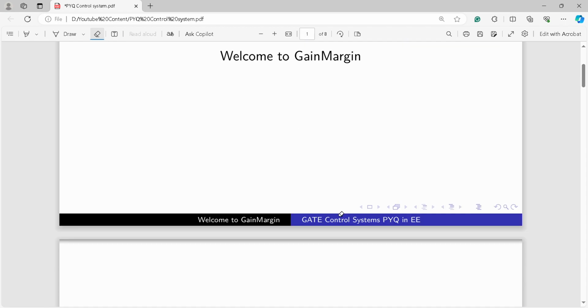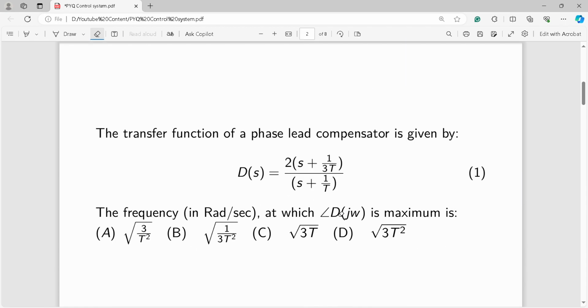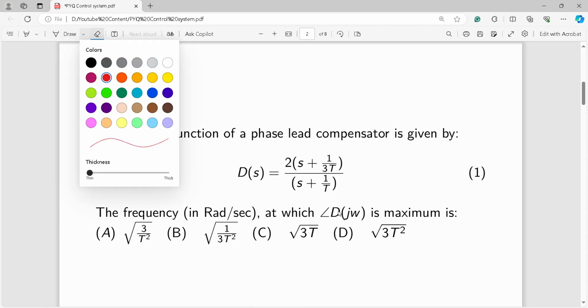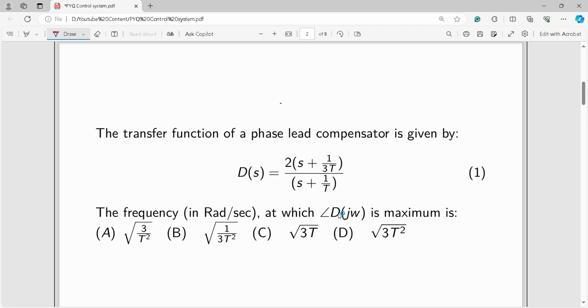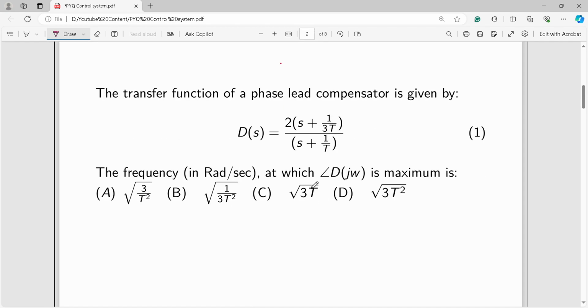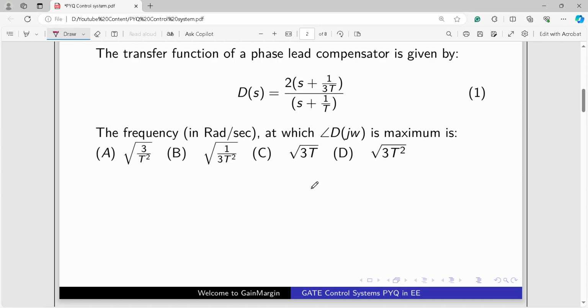So here, the first question we are taking is from the lead compensator. Generally, in control systems, compensator questions are frequently asked in the exam. They ask us to find the frequency at which our phase should be maximum. So, how do we find the frequency? This is a very simple question.